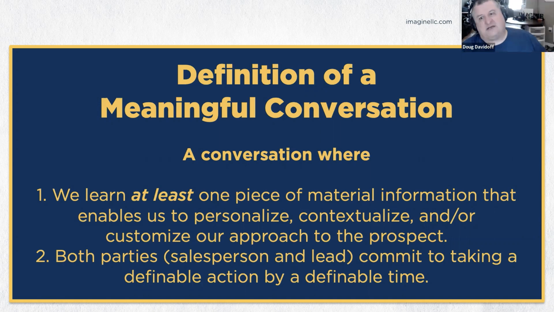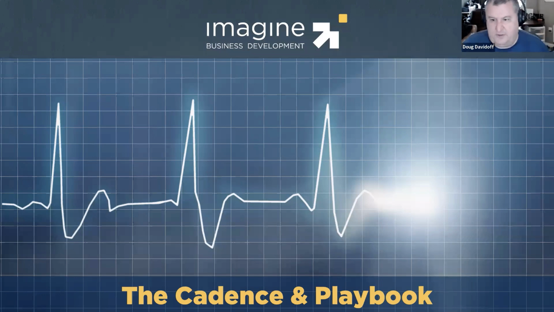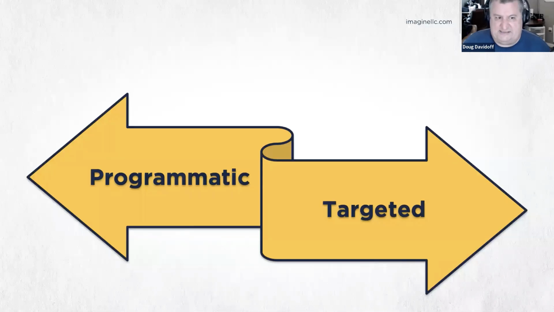Real quick, in our last couple of minutes, let's talk about the cadence, right? When we think about cadences, they really fall into two types. There's the programmatic approach and there's the targeted approach. So target and cultivate and ABM named accounts are both targeted approaches.